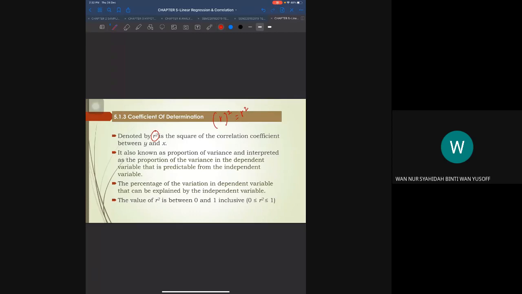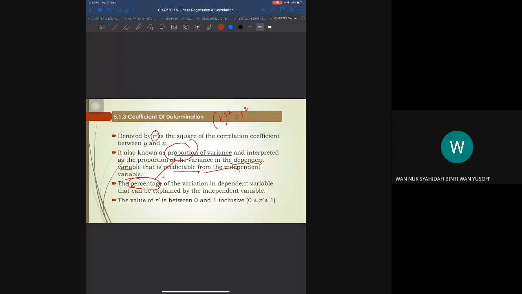So it is about the proportion of variance in the dependent variable that can be predicted or explained from the independent variable. Because it is a proportion, when we interpret, we convert into percentage. So it is about relationship, but it discusses the variation in Y that can be explained by X.